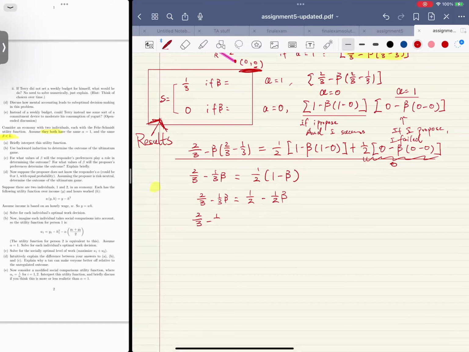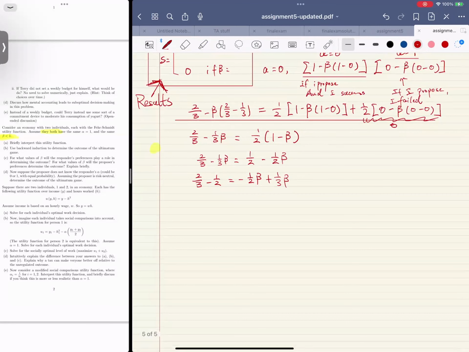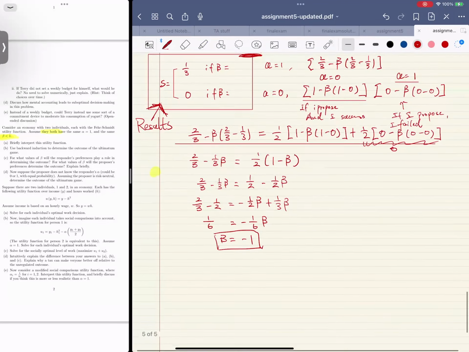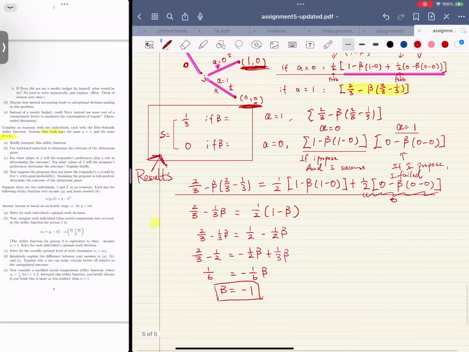2/3 minus 1/2 equals negative 1/2 beta plus 1/3 beta. In this case, 1/6 equals negative 1/6 beta. So beta equals negative 1. So at beta equals negative 1, we know that's the turning point, right?